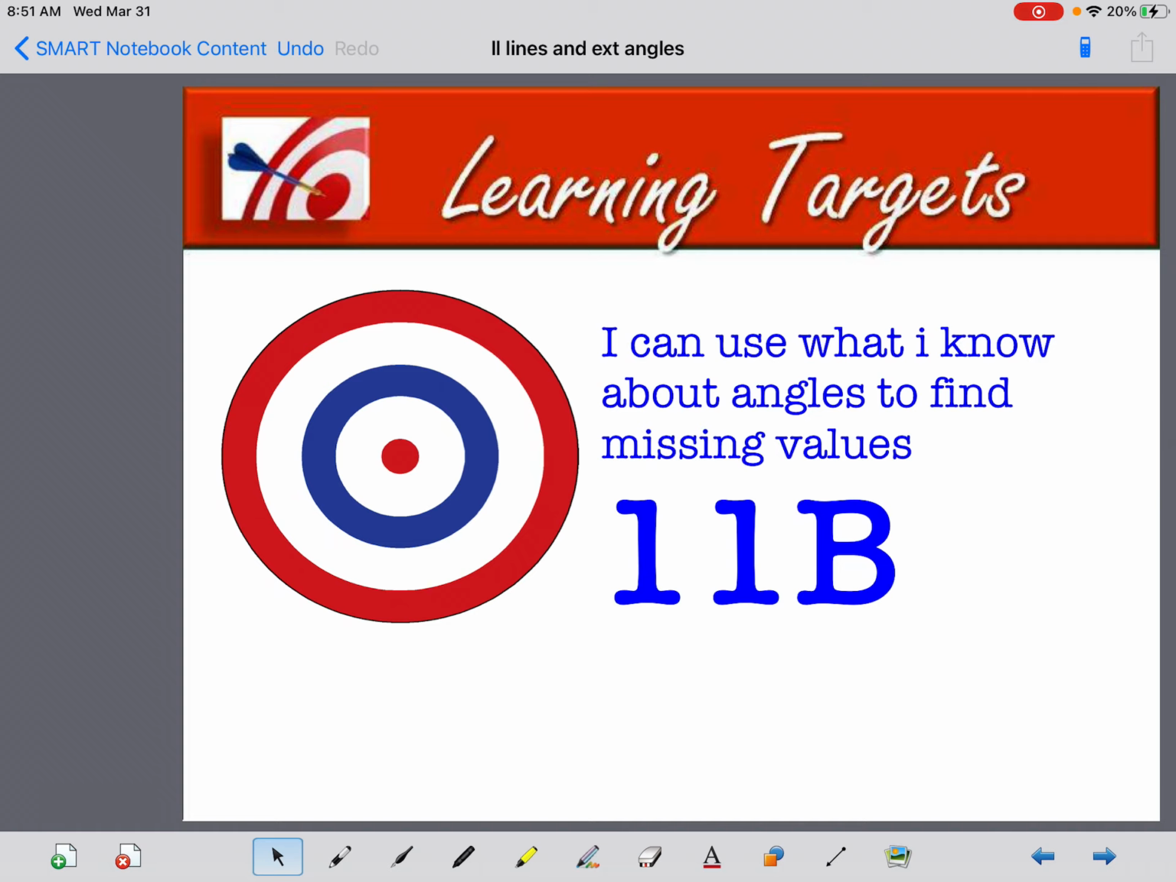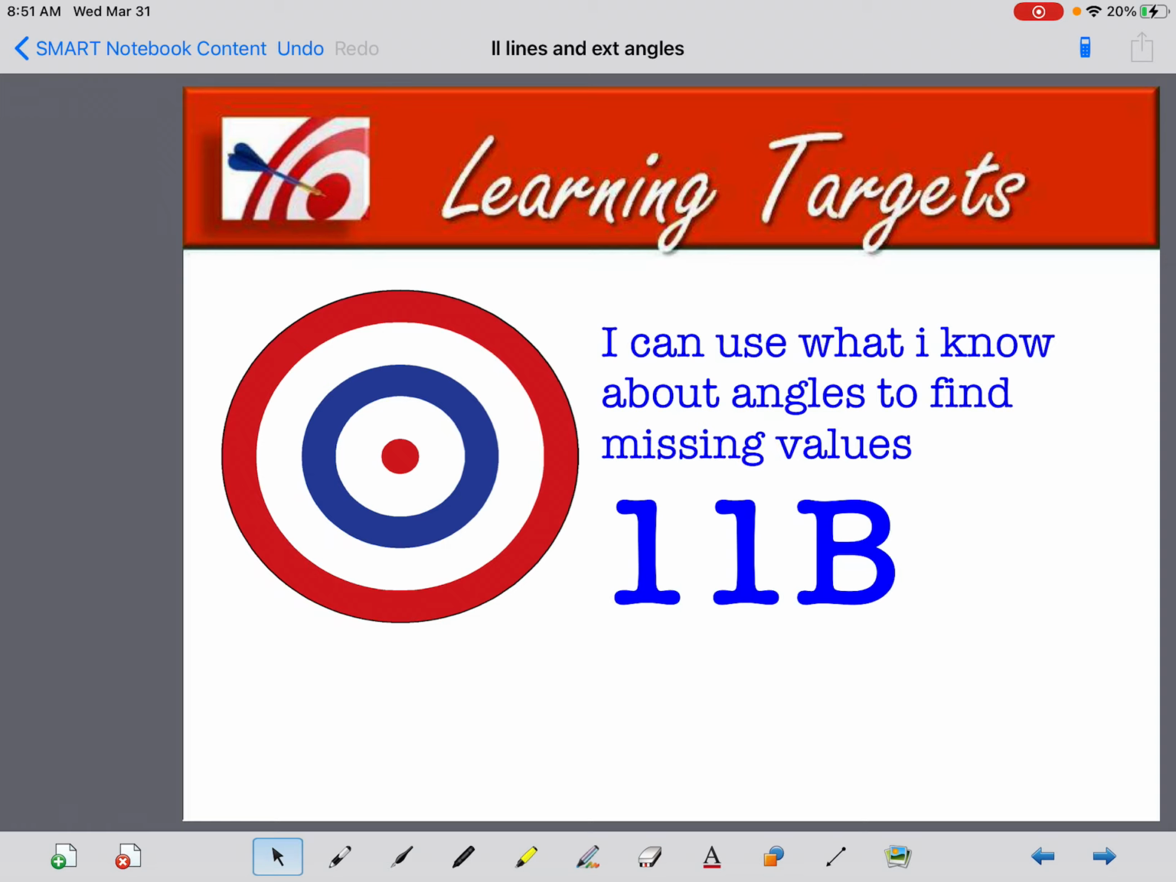And we're going to be talking about using what we know about angle relationships to be able to find missing values. So in this lesson today, we're going to use some prior knowledge that we have about solving equations. I'm going to give you a scenario where part of your angle degrees is missing, and you're going to use what you know about angle relationships in order to find the missing part.